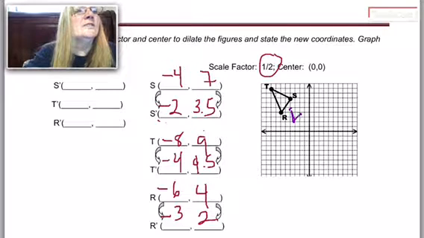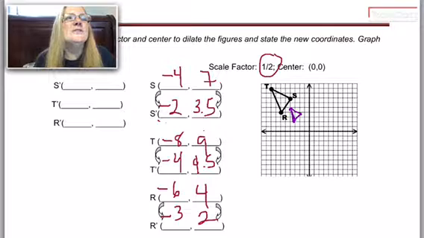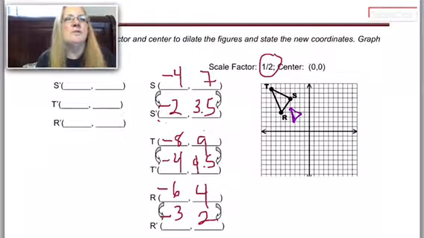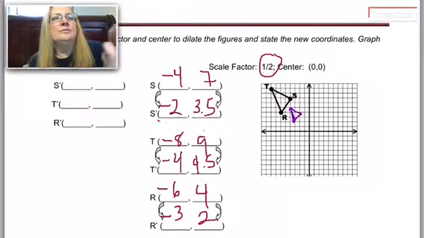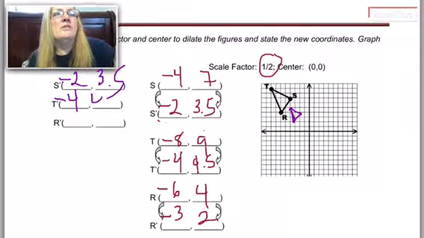Okay, so I might not have gotten them exact, but you can certainly see that that is a reduction in size, because we multiplied by a scale factor of 1/2, which is between 0 and 1. So these were our new coordinates: -2, 3.5, -4, 4.5, and -3, 2.